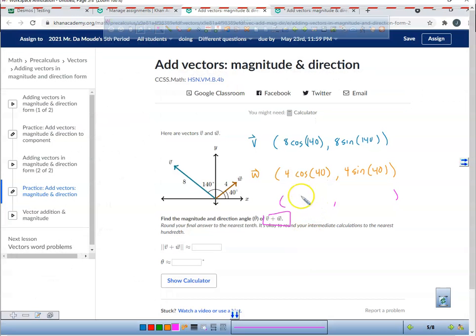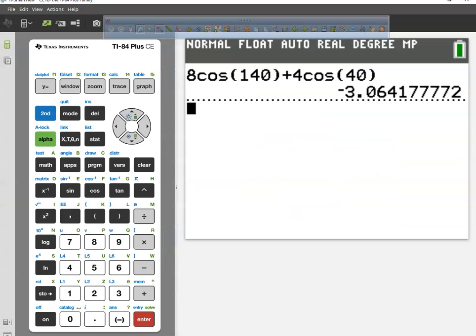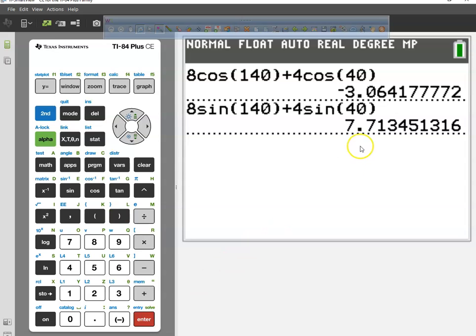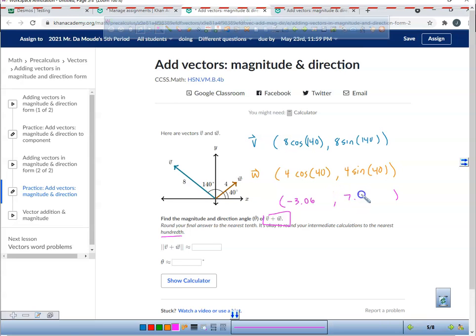So this is going to be my x component for vector v plus vector w, negative 3.06. So I'm going to use negative 3.06. And you're allowed to do your intermediate calculations to the nearest hundredth. So that's why I did negative 3.06. Now I'm going to do 8 sine 140 plus 4 sine 40 to get the y value of my component, which is 7.71. So I'm going to put 7.71. So this is the x value of the component, and this is the y value of the component.